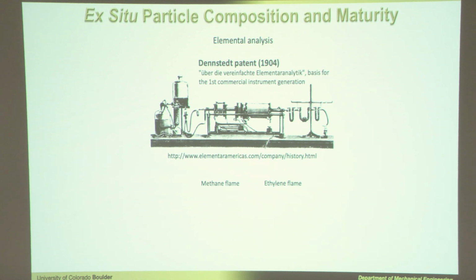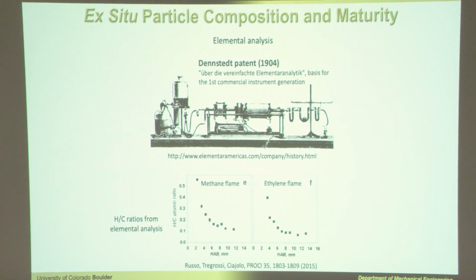And then we go to elemental analysis, one of the oldest techniques we have. But I think we need to do more elemental analysis where we can distinguish how many carbons, how many hydrogens, and maybe how many oxygens. And if you're doing something else, other elements that are involved in your particle formation.